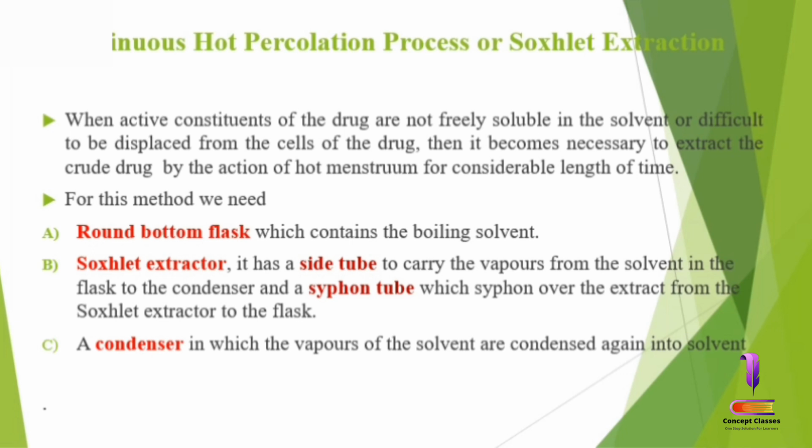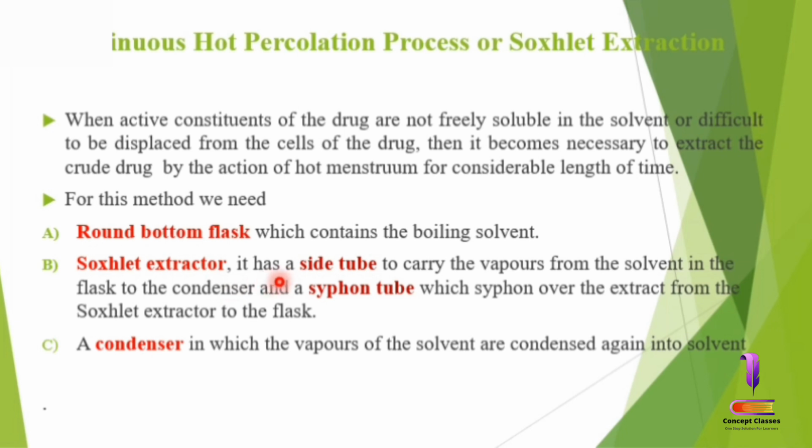So for this method, we need a round bottom flask, a Soxhlet extractor and a condenser. This round bottom flask is needed to keep the boiling solvent, and in the Soxhlet extractor there is a central body where we keep our drug inside a thimble. Now a thimble is made up of high quality cotton fleece, and we can make this thimble with filter paper also. We make a packet where we can put the powdered drug, and we keep it inside the Soxhlet extractor.